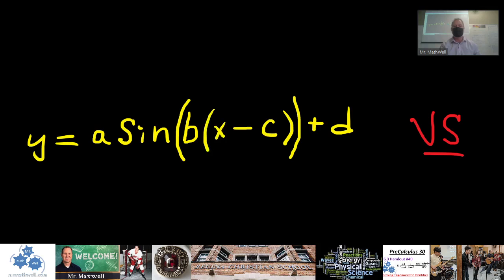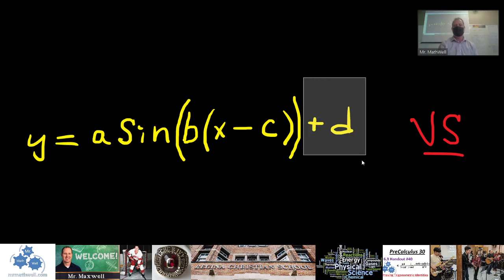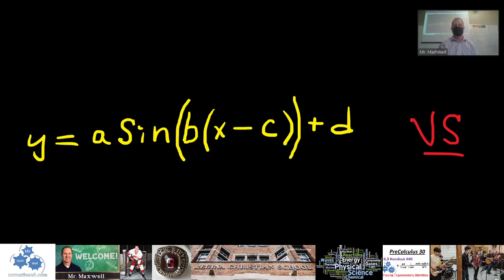So B is multiplied by the x, and C is subtracted from the x. And you do need two sets of brackets here, just to keep the B and the C all straight. So just copy down what you see here, and then the plus D on the outside, okay? So changing these parameters A, B, C, and D will change the sine graph. We can create any sinusoidal graph by changing just those four parameters.